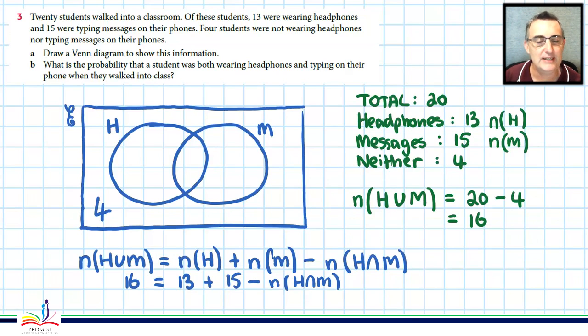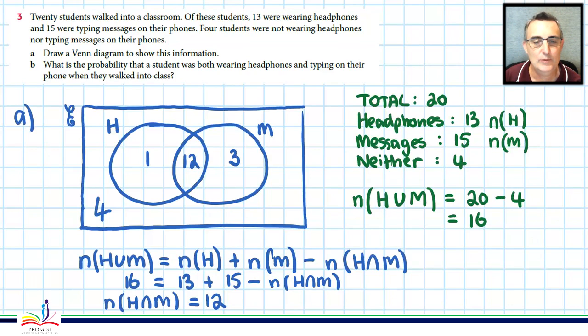What is that middle section? Well, that's a pretty simple equation to solve, and we'll find the number in H and M is 12. Because that's the intersection, we can just put that straight into that one little area there, a 12. And from there, we know that the number of headphones was 13, so there must be a 1 in the other area. The number who are messaging is 15, so there must be a 3 in the other area, and we have filled out our Venn diagram, which answered part A.